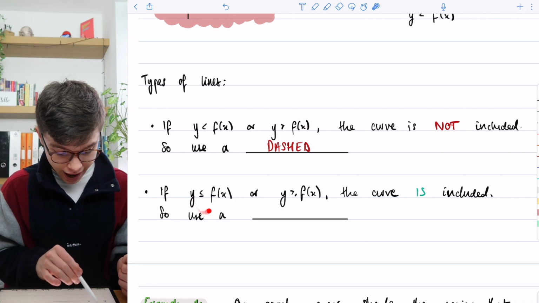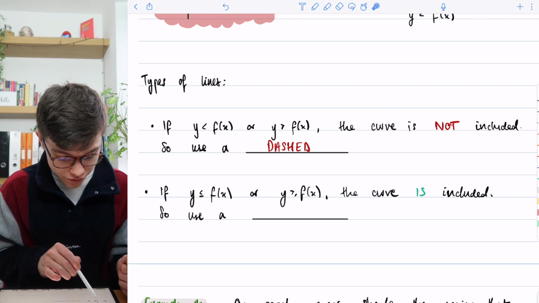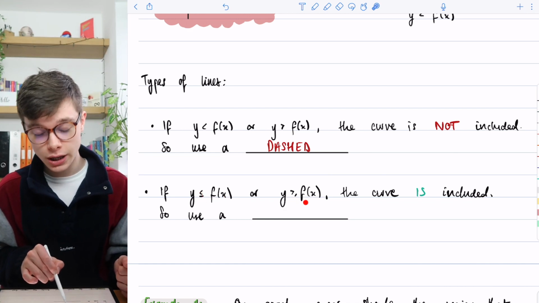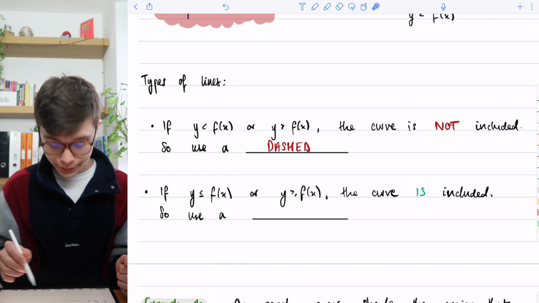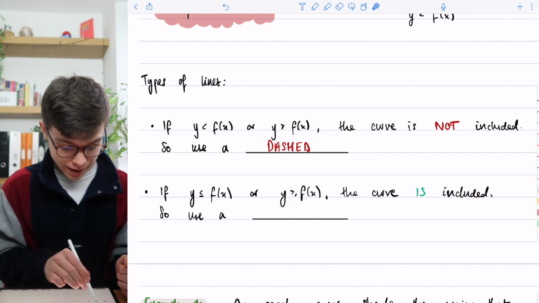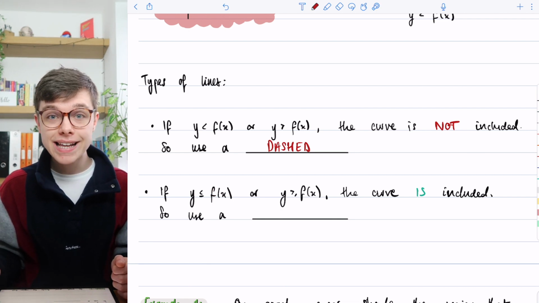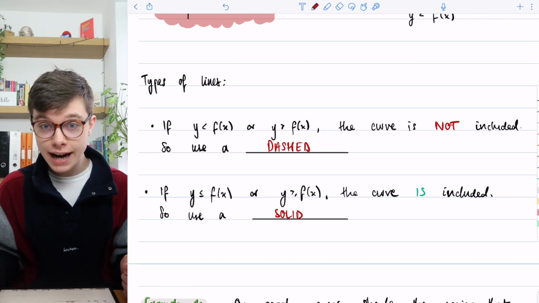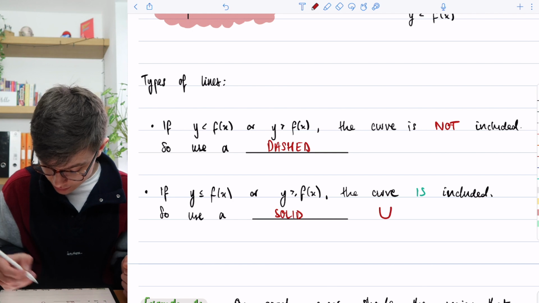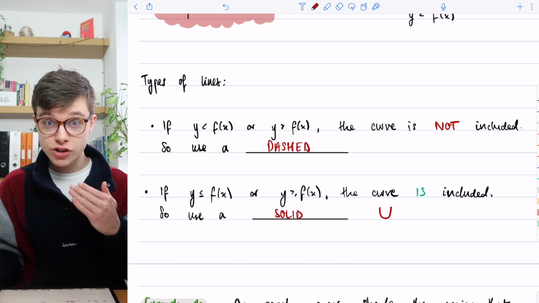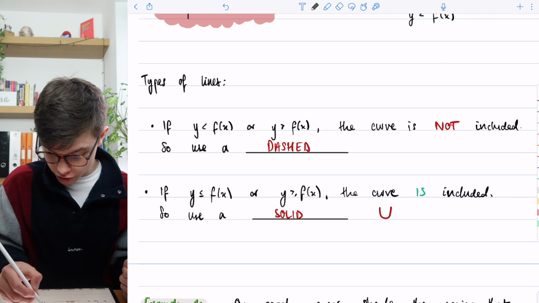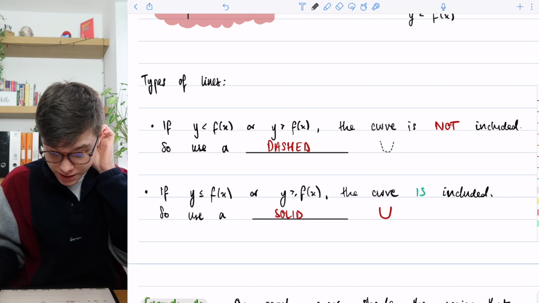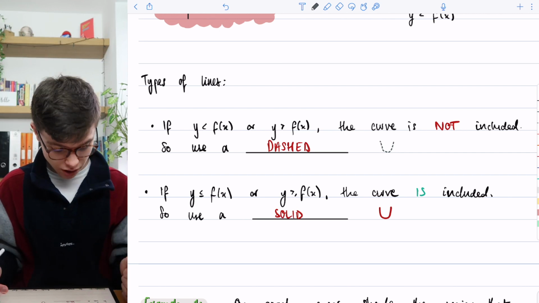So if we've got this case, we've got equals here. We've got y is less than or equal to f of x, or y is greater than or equal to f of x. The curve is now included because we've got the equals part on our inequalities. So in that case, we want to use a solid line. What I mean by a solid line is like a line that I'm writing with here. There's no breaks in the line, so that would be an example of a solid quadratic. We could use something like that to show a dashed quadratic. So it's pretty important that you use the correct types of lines.